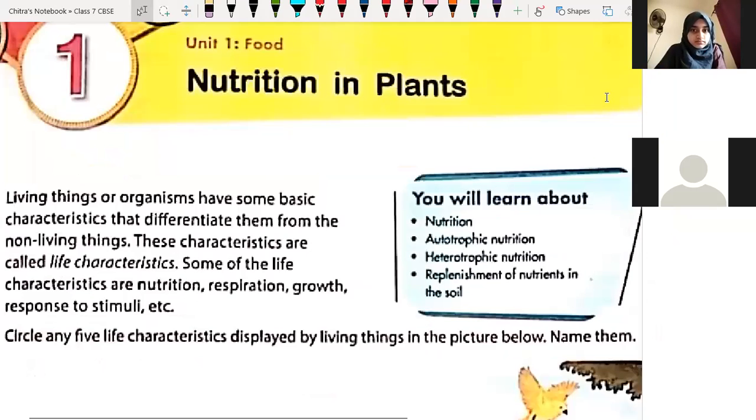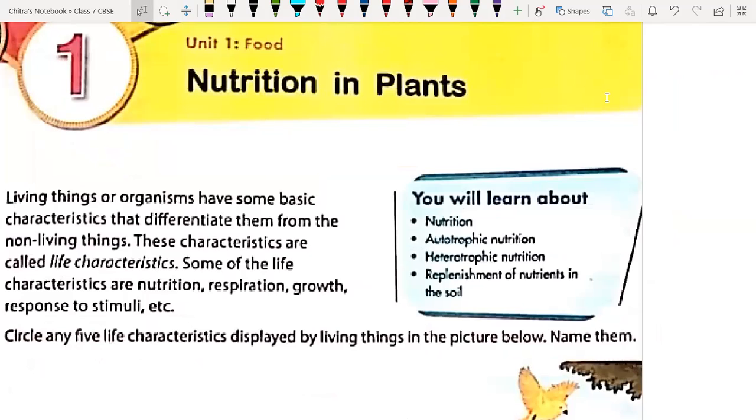Hello everyone. Today we are going to start our first chapter, which is nutrition in plants. This chapter is from our first unit called food. So let's start. First we have to understand what nutrition means. Let's start the discussion here.